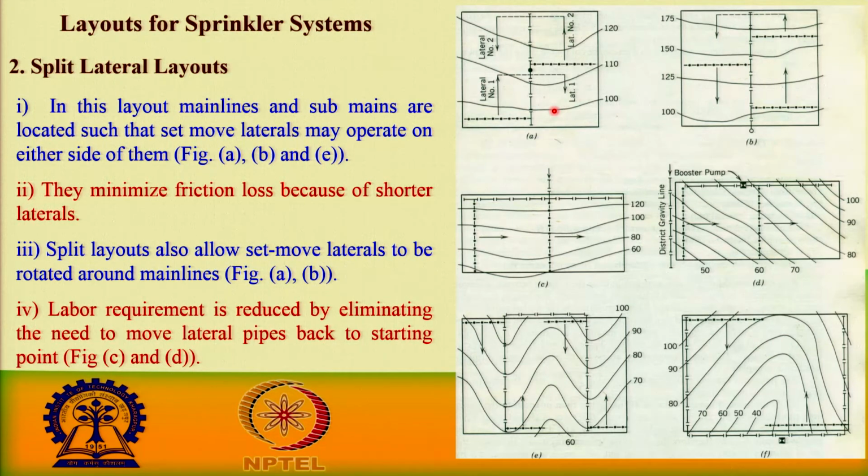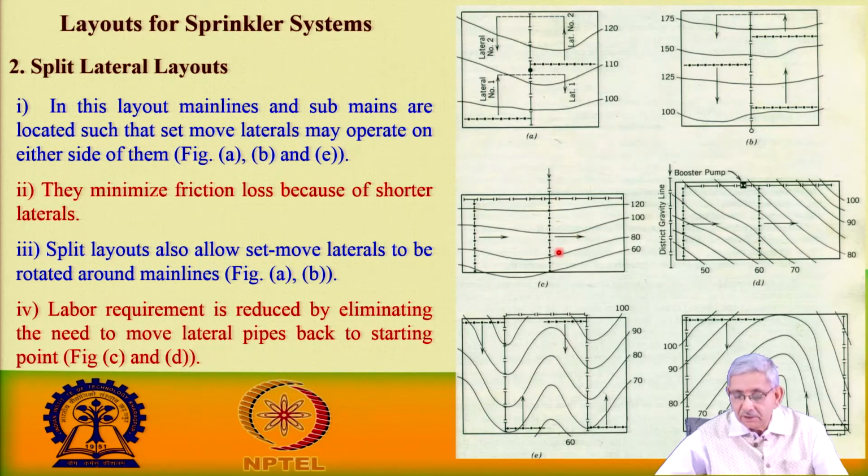Labor requirement is also reduced by eliminating the need to move the lateral pipes back to the starting point. In C and D, you can see this is another arrangement where we are eliminating the need to move the lateral pipeline back, as has been shown in the layout given in C and D.